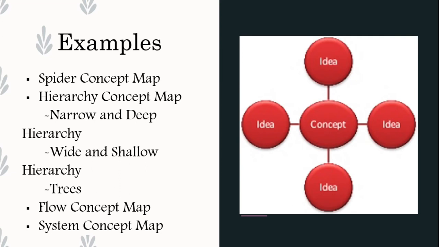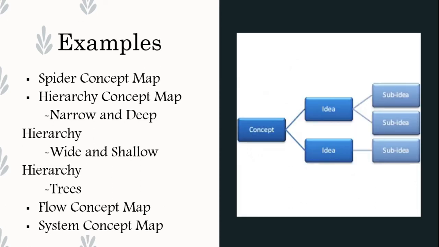Examples of these are the spider concept map, wherein it shows data that relates to a central idea. So you can see in here that the data is arranged surrounding the center of the map. Next, the hierarchy concept map, wherein it shows hierarchical relationships. The map could either progress horizontally or vertically.